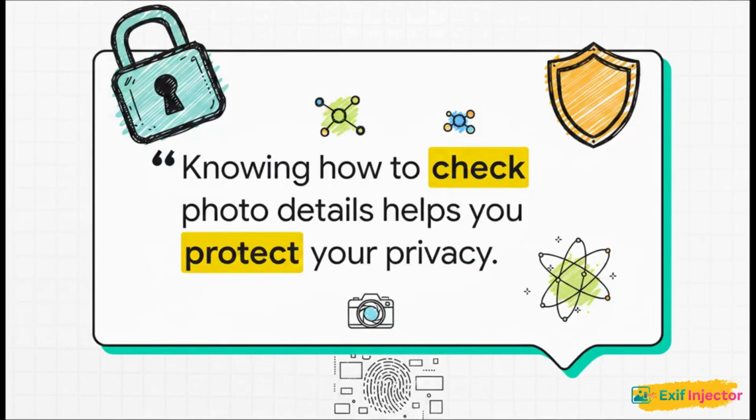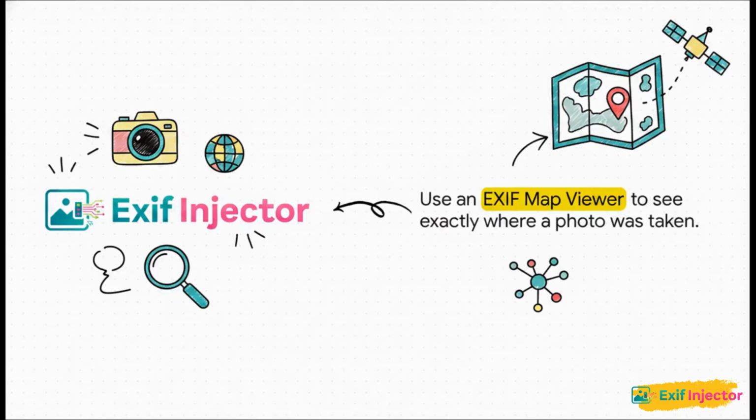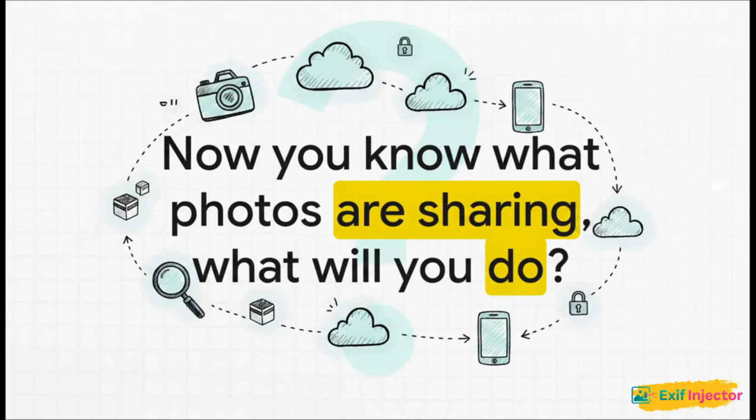Done. So why does any of this matter? It's all about your privacy and being in control. Okay, let's zoom in on the big one, that hidden GPS data that tracks your location. These online tools can actually put your photo's location right on a map. Kind of scary, right? So yeah, this helps with privacy, verifying photos, organizing them, and even helps your SEO. So now that you know what's hiding in your photos, what are you going to do differently?